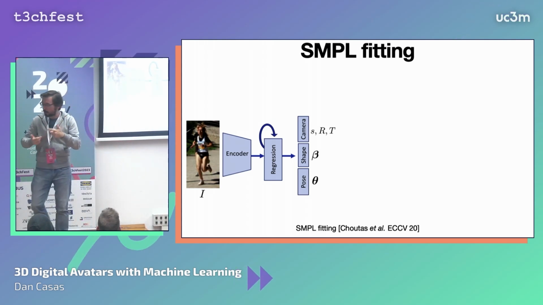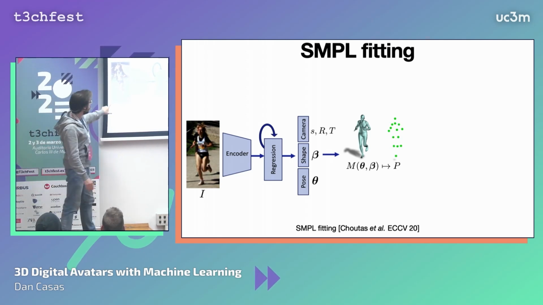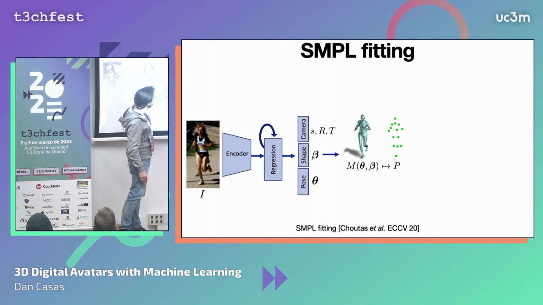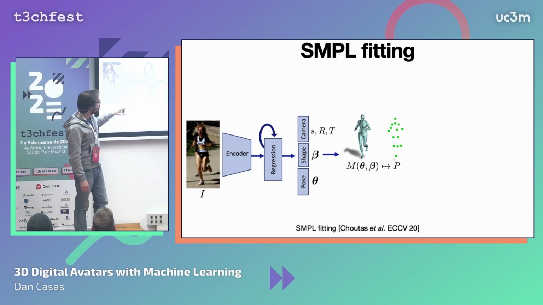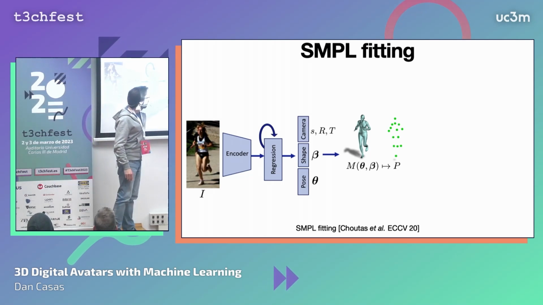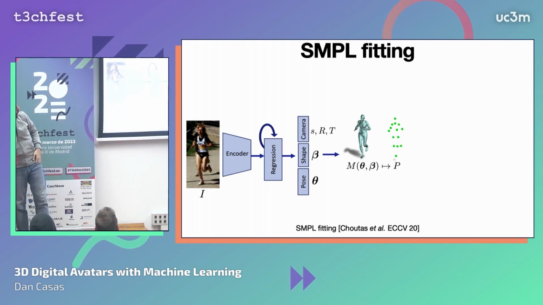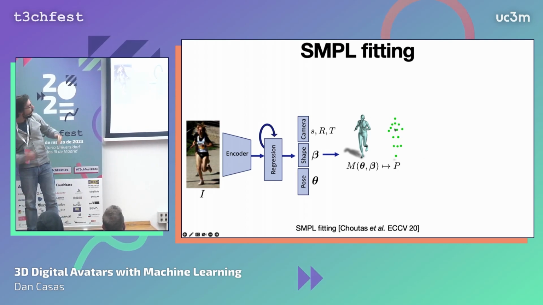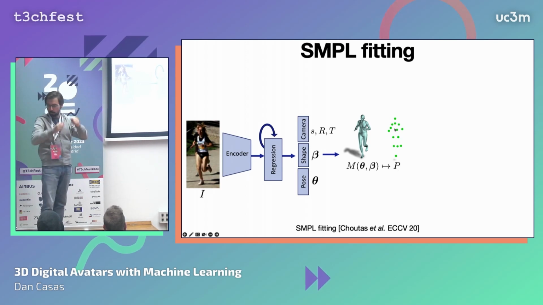So we need to find a trick to train this model. The trick here is that once we get this output, we can generate the mesh, the 3D human, and from the mesh we can actually paint the 2D body joint locations. So these points here that you see in green, I don't know where my pointer is, are the joint positions in the camera space. Okay, so they are 2D points.